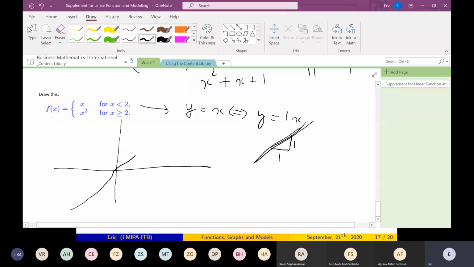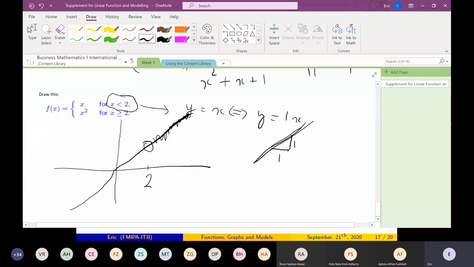But you remember, it is just for x less than 2. So I have 2 here, less than 2. So it applies just for x less than 2. So I have to eliminate this part. Okay, yeah. What about x squared for x greater than or equal to 2?